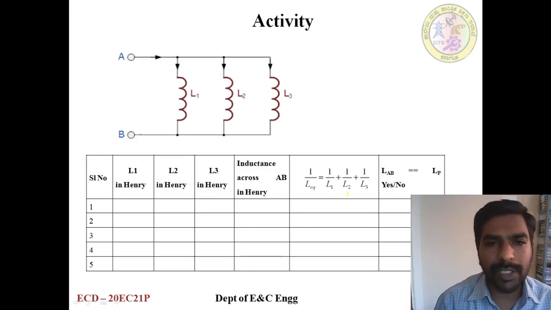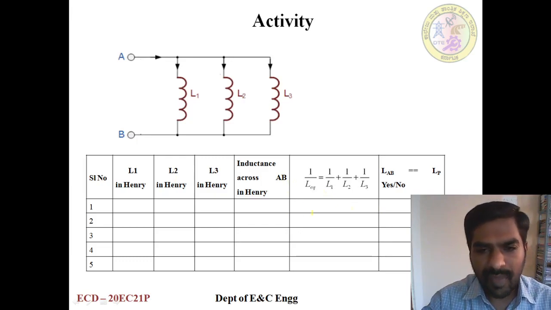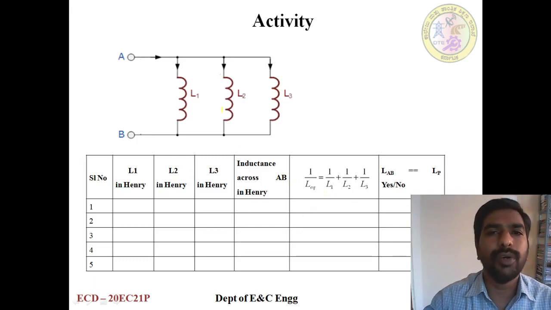And for the parallel combination, if 3 inductors are connected in parallel, how it is going to behave, that you have to derive with the help of this table. This is the activity you have to do.